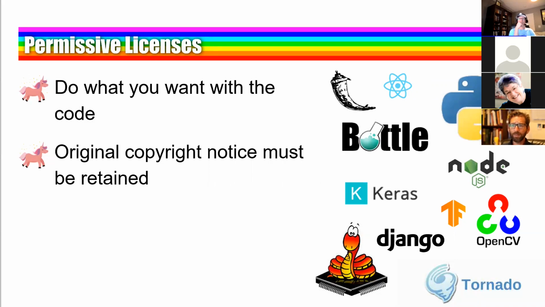Permissive licenses don't fully embrace the goals of protective licenses. They don't require everyone to share improvements to open source code.